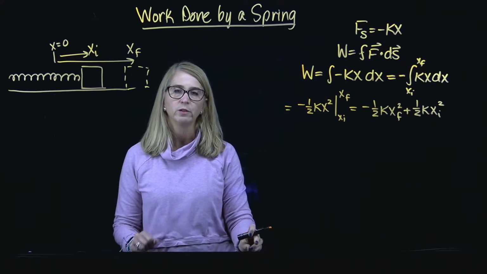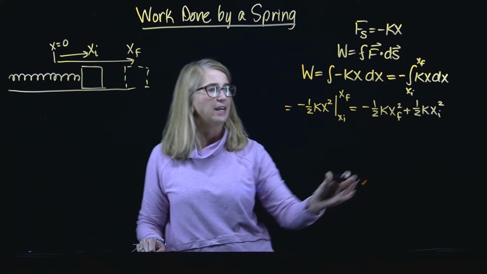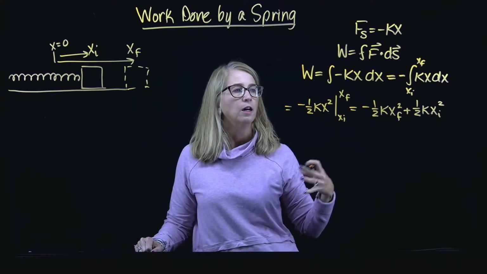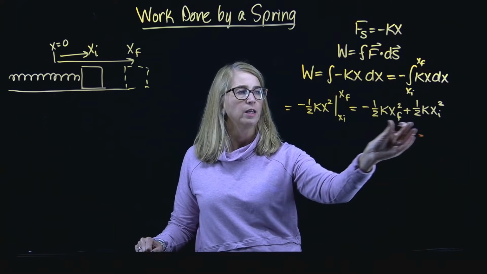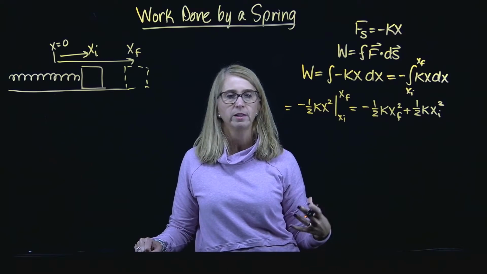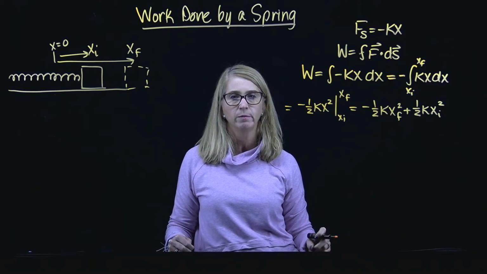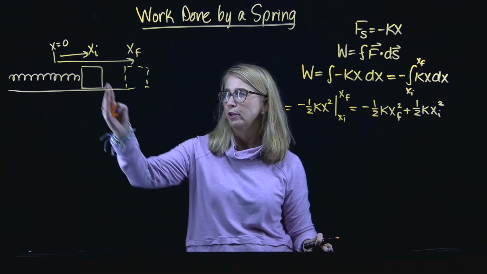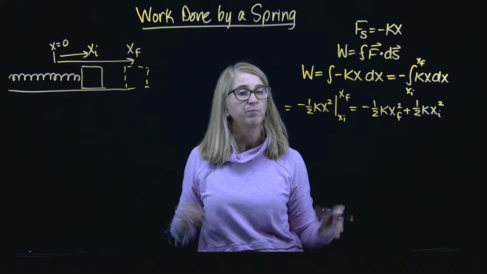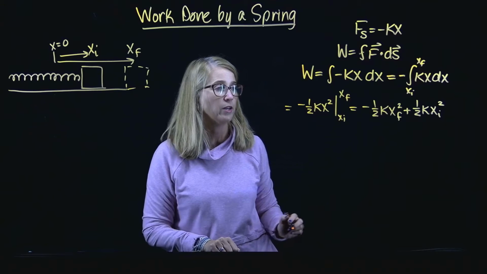And just like we did with gravity, we see that we actually have something that looks a lot like the change in a quantity, because the work done only depends on where we started and where we ended. It doesn't say anything about what happened in between. In fact, this spring could have gone back and forth before it got back to x final. We don't know, and it doesn't really matter.